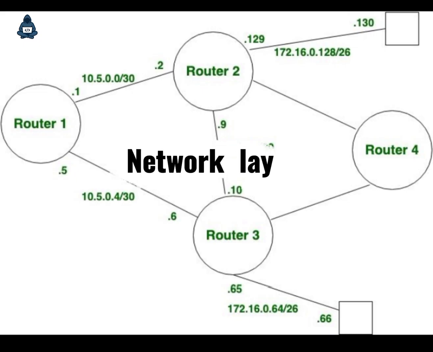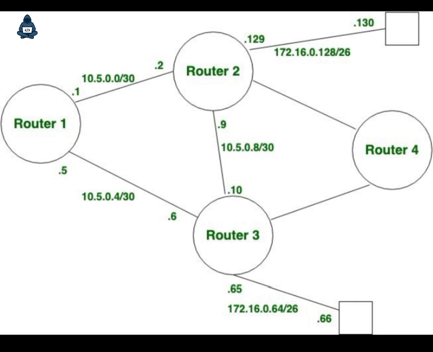The third layer, the network layer. It handles routing and logical addressing, which determines the best possible way for data to travel through a network. Examples: router and IP protocol.